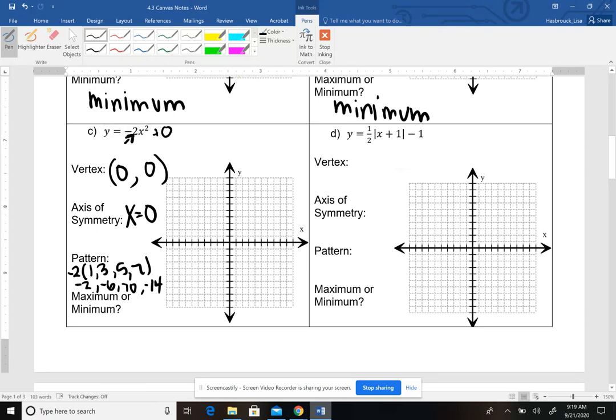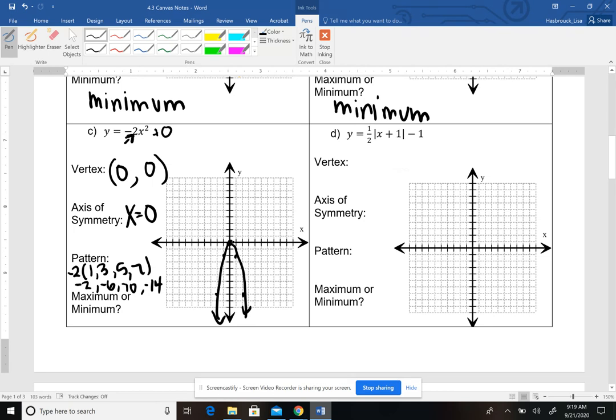I start at 0, 0, that's my vertex. For my pattern this time, I'm going right 1, but then since it's a -2, I go down 2. Then I'll go right 1, and then I go down 6. I'll do the same thing on the other side, left 1, down 2, left 1, down 6. And then I draw my lines with arrows.